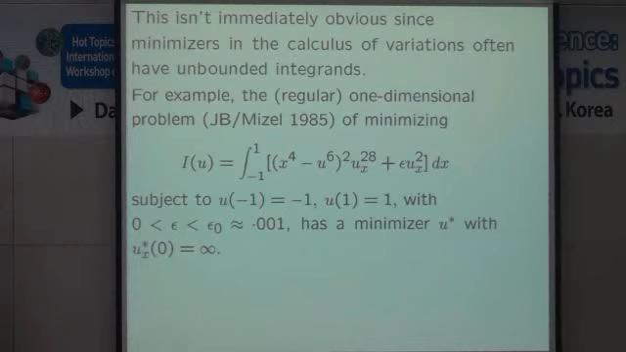And Hilbert, or maybe Weierstrass or somebody, proved that if you have a weak solution of the Euler Lagrange equation for a regular problem of the calculus of variations in one dimension, then it is smooth. However, if you minimize this integral subject to the boundary data that u of minus 1 is minus 1 and u of 1 is 1, then the minimizer is not smooth.